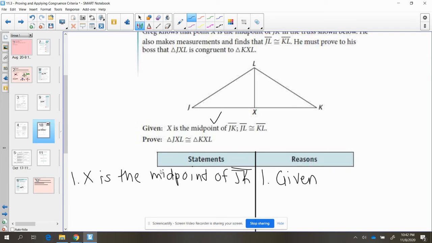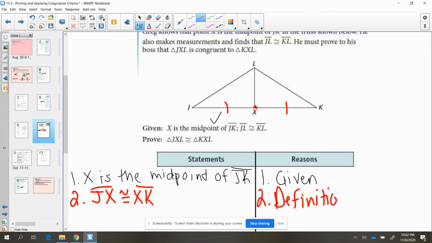Now, just like we did in the bell ringer example, we know if something is a midpoint, it divides the segment into two congruent segments. So now that I wrote that on the picture, I need to make sure I state that in my proof, that JX is congruent to XK because the definition of a midpoint means that we divided that segment into two congruent pieces. So definition of midpoint.